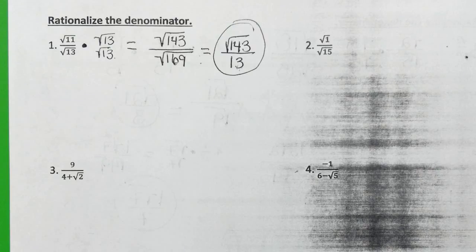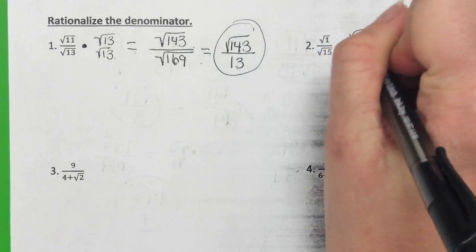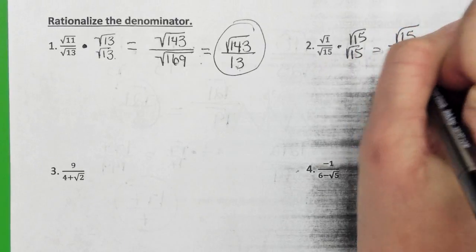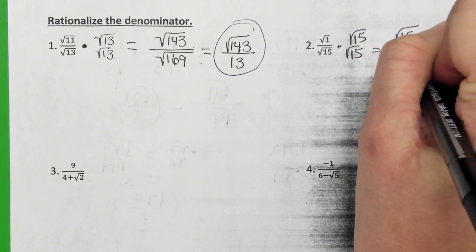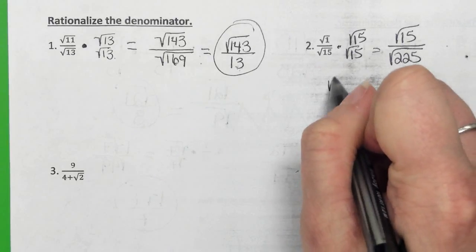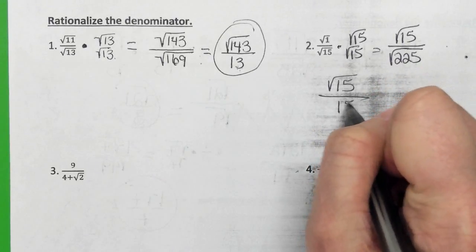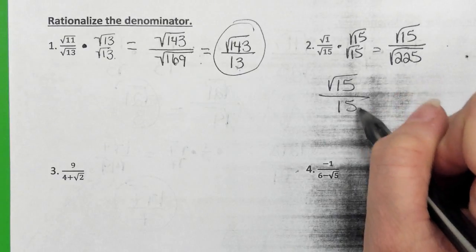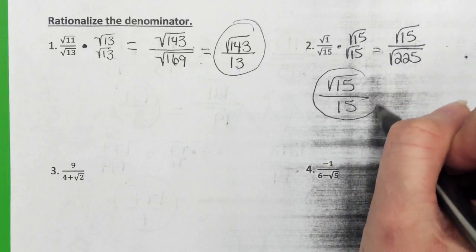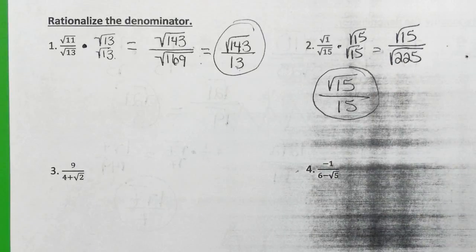Alright guys, let's check number 2. Let's see what you got. So, do you multiply by square root of 15? Yes. Square root of 15? You got square root of 15 over square root of 225? What's the square root of 225? Did you use your calculator? 15. Can I divide those? No. One has a square root, one does not. You are finished. You all okay?